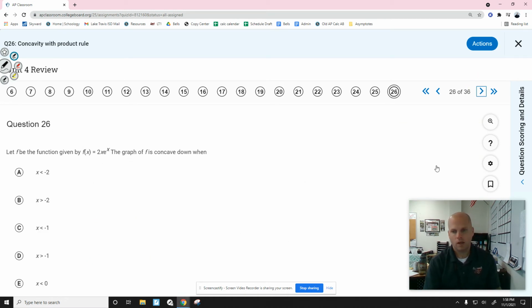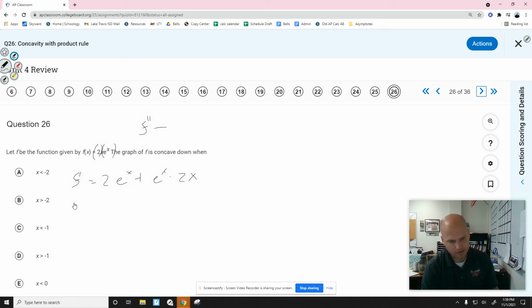26. Hey, look at that. Concavity. Remember what you got to do for concavity? You got to figure out when f prime's going down. To figure that out, you need to find when f double prime's negative. That's when f is concave down. Got to use the product rule. Derivative of the first times the second plus the derivative of the second times the first.